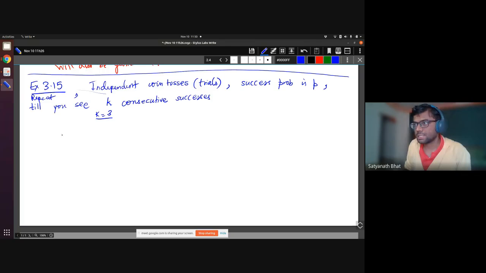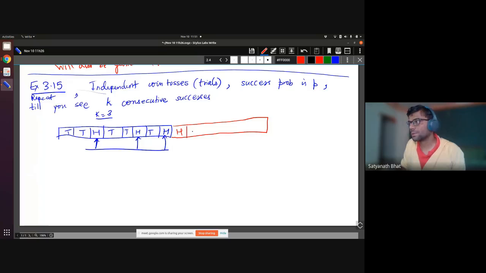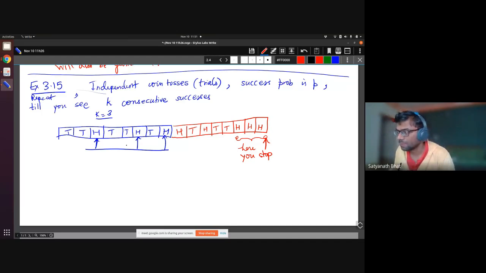If you are only interested in 3 successes, you can stop when you have something like this: tail, tail, head, tail, tail, head, tail, head. Now you have got 1, 2, and 3 successes. But consecutive success means this is not yet done, because the three heads are not together. So you go on: tail, head, then tail, tail, and you will go on until you see 3 heads consecutively, one after the other. This is when you stop. This is the random variable we are talking about. I hope the difference is clear.